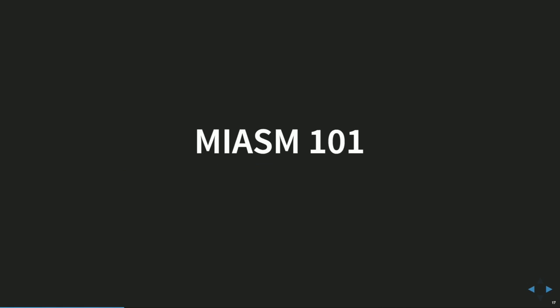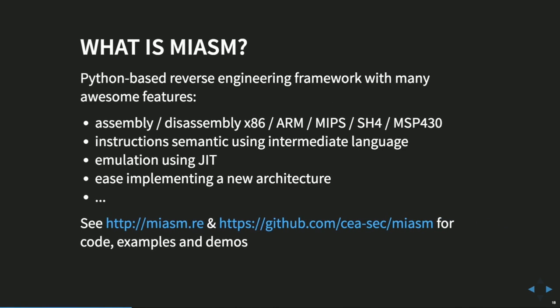So MIASM, a quick tutorial. That's a Python-based reverse engineering framework with really a lot of cool features. You can assemble and disassemble, of course. You can express instruction semantics in order to emulate. And also, and for me that's the most interesting feature, you can really implement a new architecture. On their website, on the blog, and on the GitHub account of MIASM, you can find a more complete example, because today will be a short introduction with silly binaries, just to give you an idea of what you can do with MIASM. So please check the blog, they have really cool stuff there.